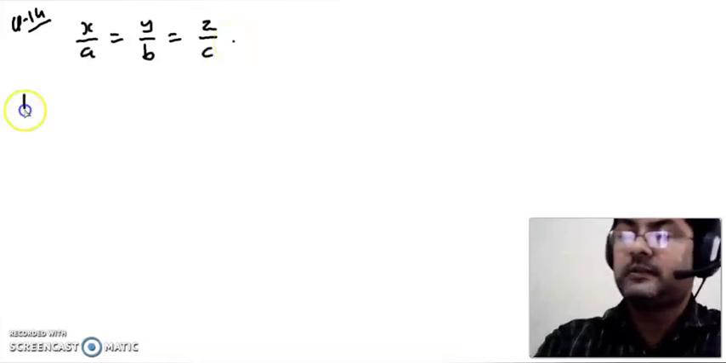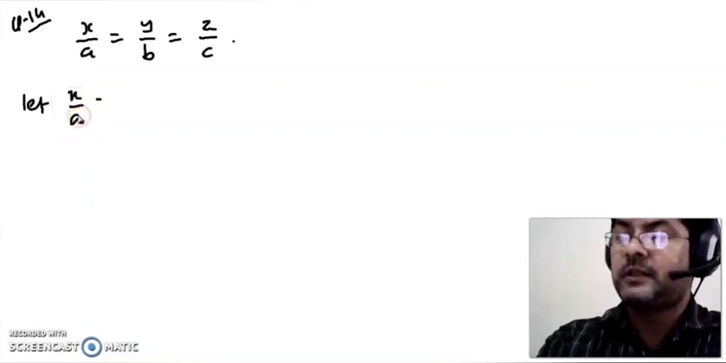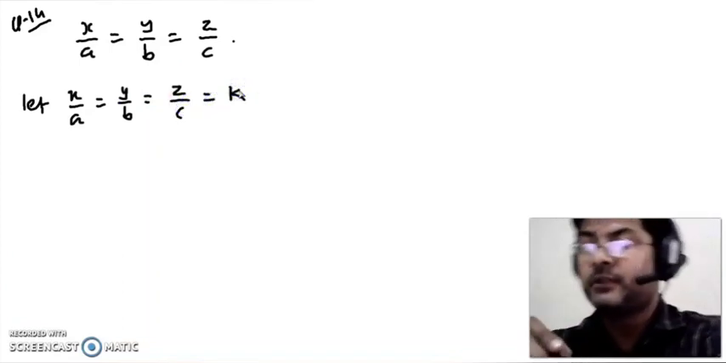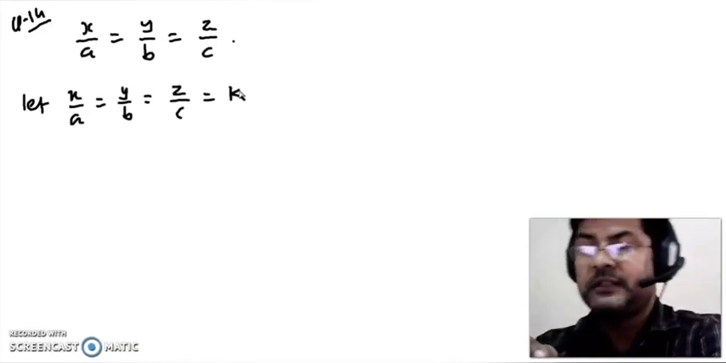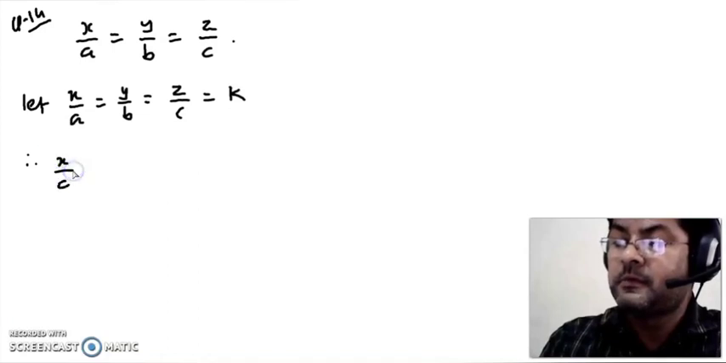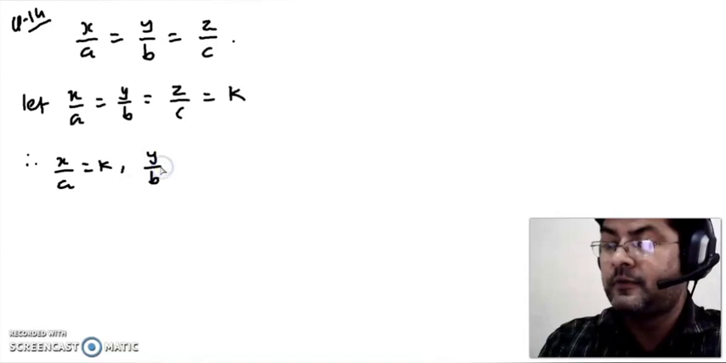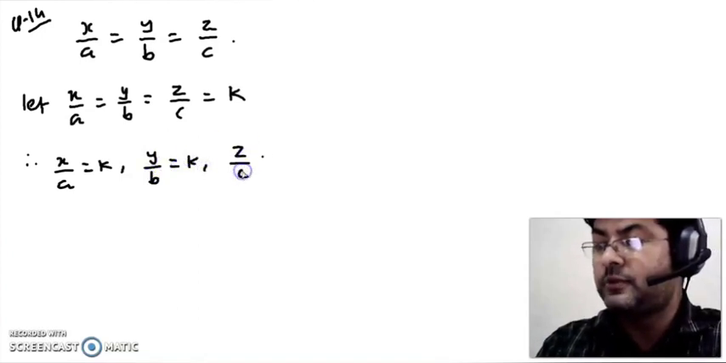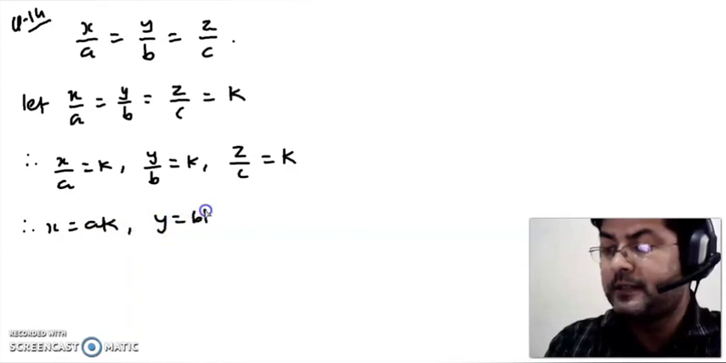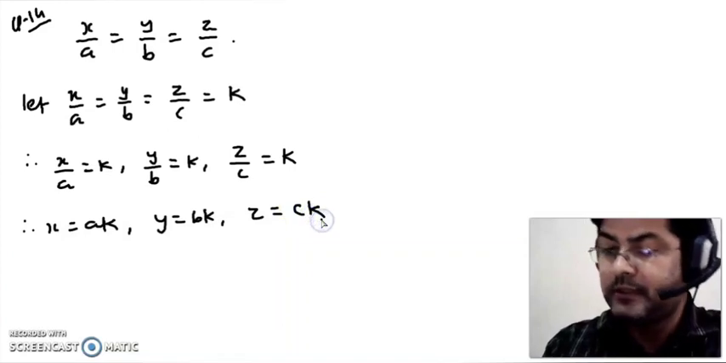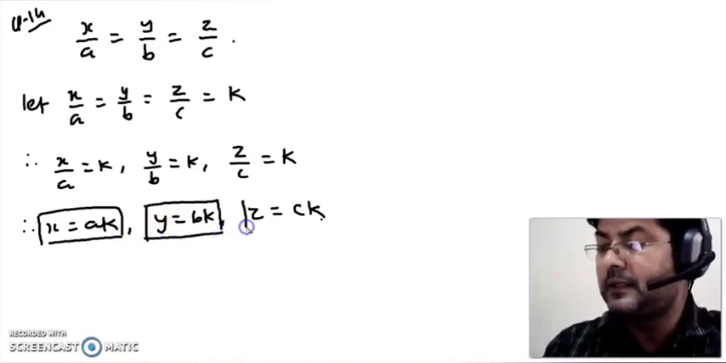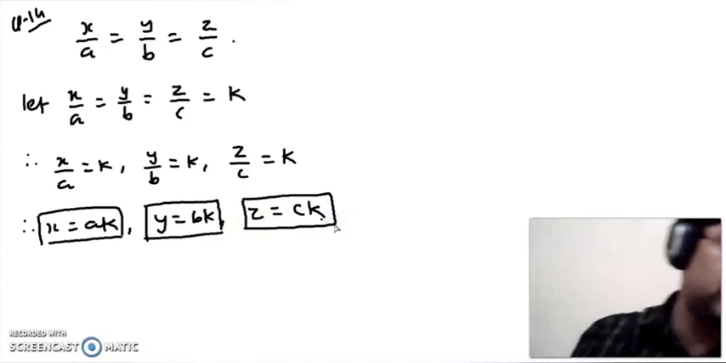Okay, so let x by a is equal to y by b is equal to z by c. We will consider some constant k. From the given ratios, all the 3 ratios are equal and each ratio is equal to k. Therefore x upon a is equal to k, y upon b is equal to k, and z upon c is also equal to k. Therefore x is equal to ak, y is equal to bk, and z is equal to ck. So we are going to substitute these values. For x, ak, for y, bk, and for z we will substitute ck.